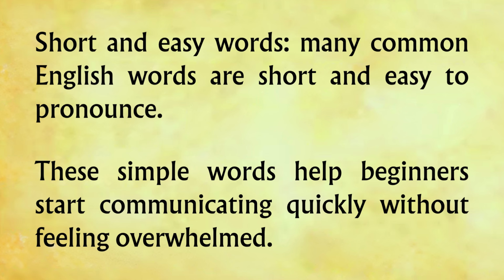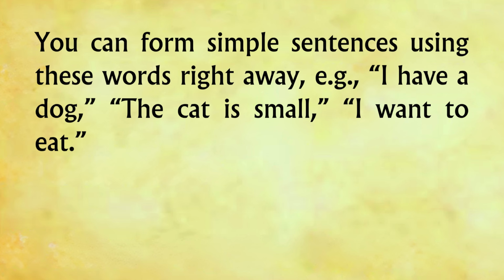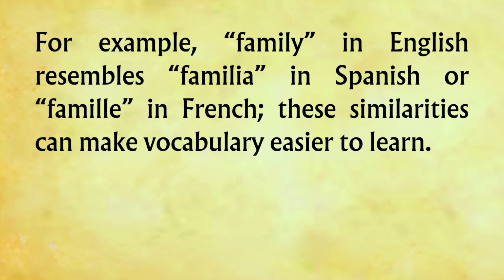Short and easy words. Many common English words are short and easy to pronounce. These simple words help beginners start communicating quickly without feeling overwhelmed. For example, animals: cat, dog, fish, bird; sizes: big, small, tall, short; basic actions: run, walk, eat, sleep. You can form simple sentences using these words right away, e.g., I have a dog, the cat is small, I want to eat. Additionally, many words in English are similar to words in other languages, especially if those languages are part of the Indo-European family. For example, family in English resembles familia in Spanish or famille in French. These similarities can make vocabulary easier to learn.